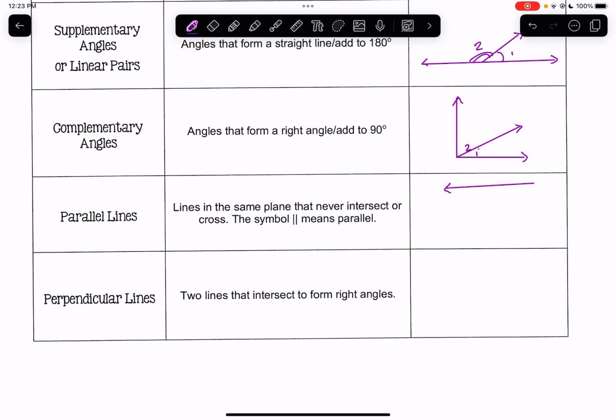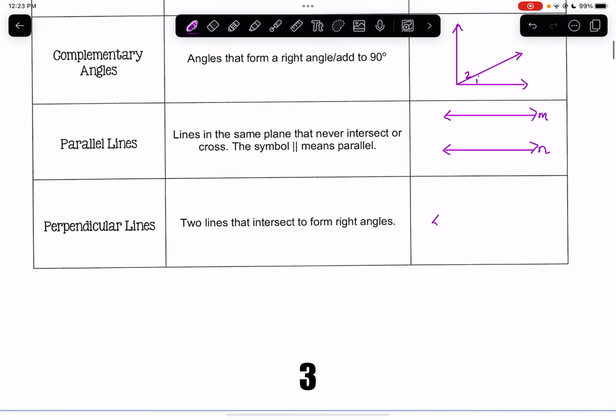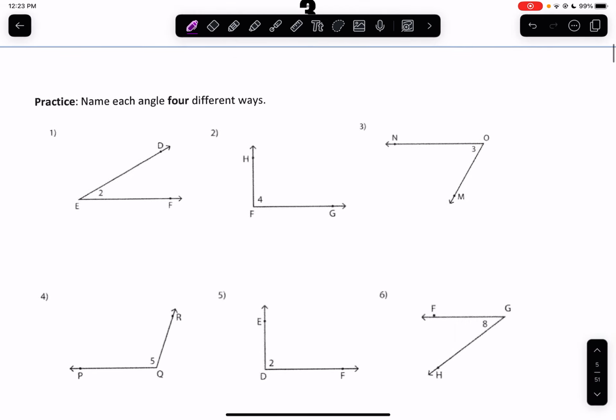Parallel lines are very important. It's a large part of this unit. Parallel lines are lines that never touch. So in this case, lines M and N are parallel, whereas perpendicular lines do intersect, and they specifically intersect at a right angle. And we use our little M and then perpendicular sign. So with that knowledge, we then go on to naming angles practice.